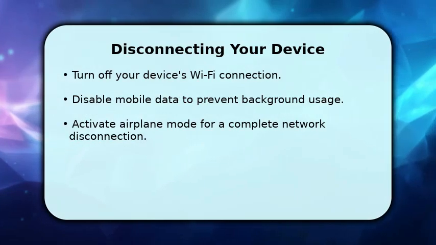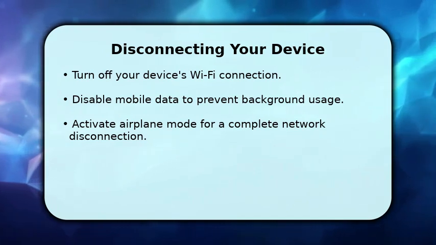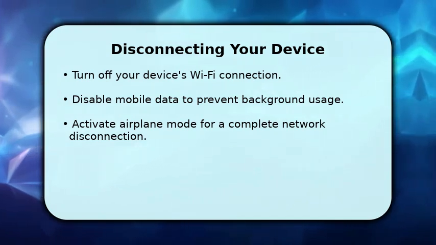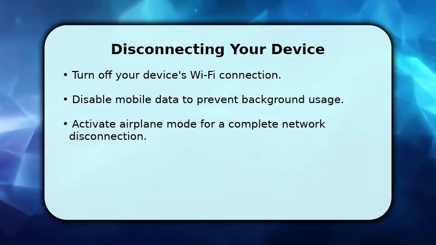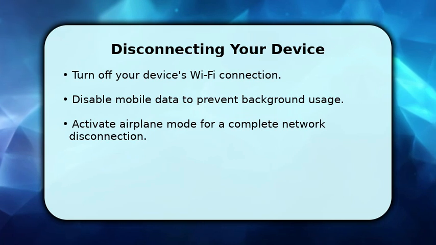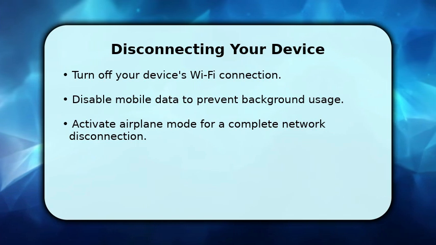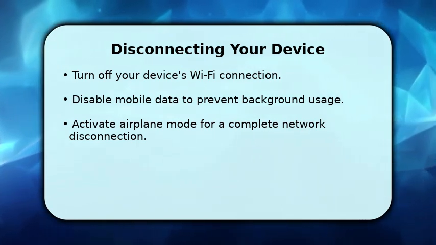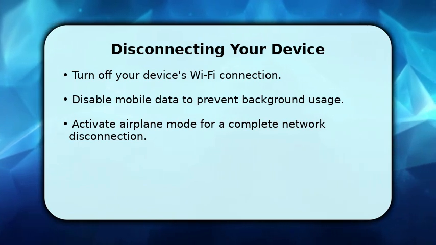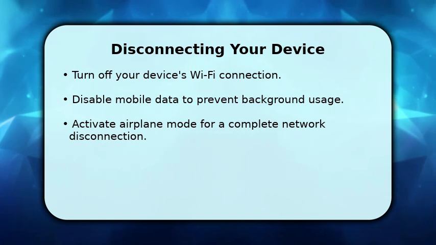Once your game is ready, the next step is to disconnect your device from the internet. You can do this by turning off your Wi-Fi connection in your device settings. Additionally, make sure to disable your mobile data to prevent any background internet usage. For a truly complete disconnection, activating airplane mode is the most effective method, ensuring no network activity whatsoever. This prepares your device perfectly for offline gaming.